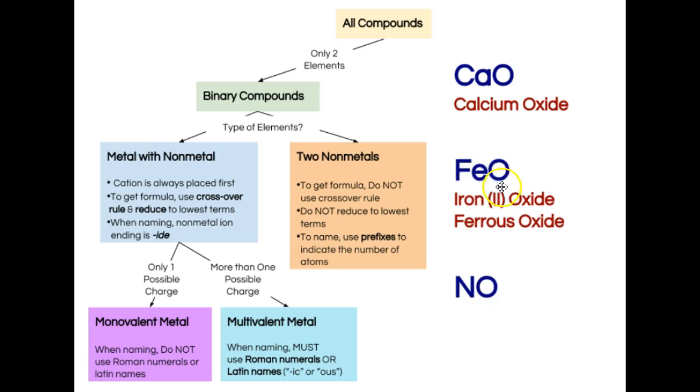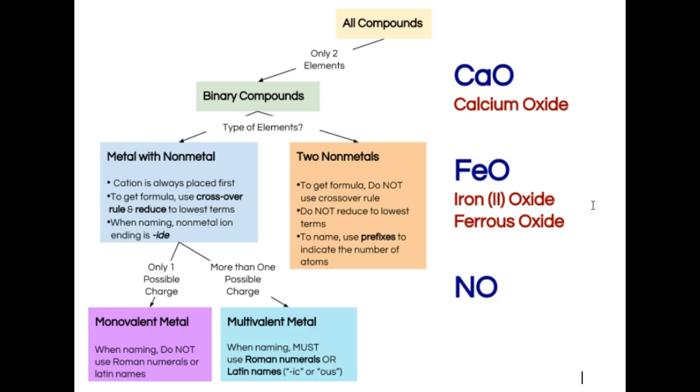And so when I do a little bit of analysis across a reverse crossover rule, I know that the only possible charge for iron in this compound is +2. Hence the iron(II) oxide. So I've included that in parentheses after the name of the metal.